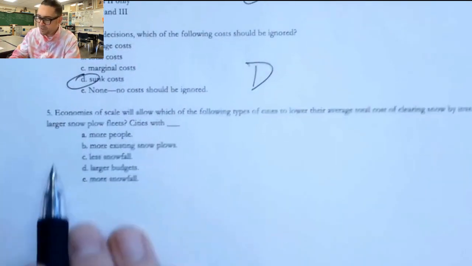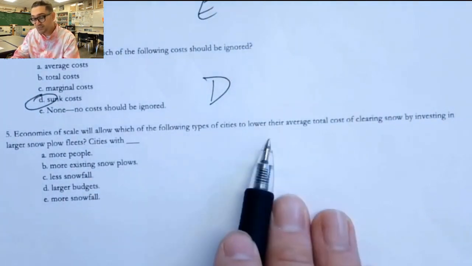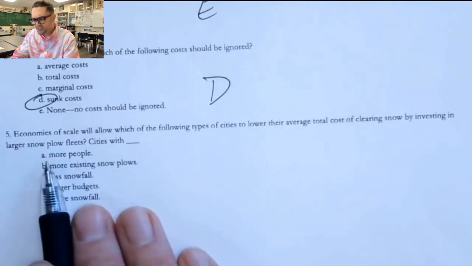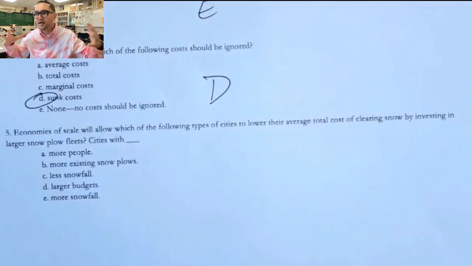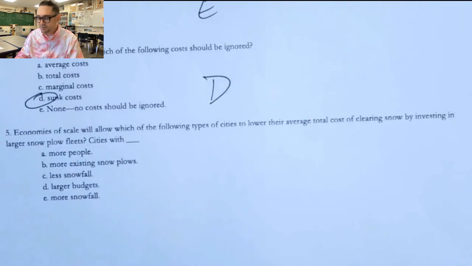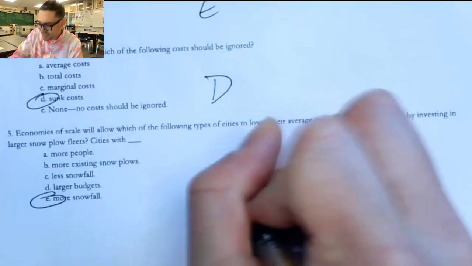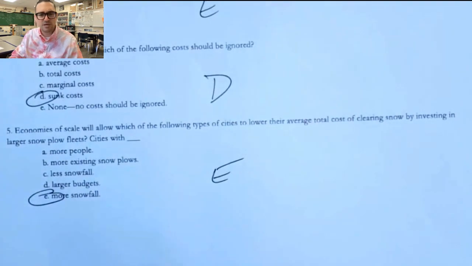Economies of scale will allow which of the following types of cities to lower their average total cost of clearing snow by investing in larger snowplow fleets? So I'm thinking, if they're scaling up their snow plowing, what's going to lower the average cost of clearing snow by buying bigger fleets? It would be if you want to produce lots and lots of units of a particular product. The more things you have to do, the lower that average cost would be. So we would say the more snowfall they have would actually reduce the per unit cost of clearing snow. So more snowfall, E, would be the only scenario. Although that is kind of a strange way to phrase that question.